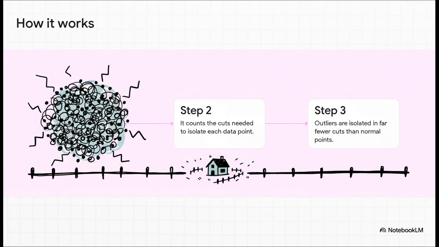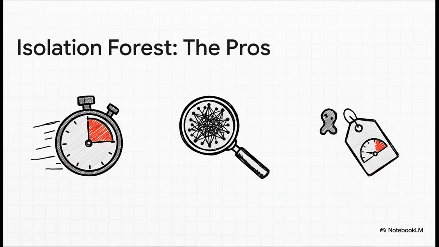It's way easier to build a fence around a lone house sitting by itself in a field than it is to build a fence around a house in the middle of a dense city, right? Well, outliers are that lone house. It takes very few cuts or splits in the data to get them all by themselves. And this method is just fantastic. It's fast, it works great even with huge, really complex data sets, and it gives every single data point a simple anomaly score, basically a number that tells us exactly how likely it is to be one of those pesky outliers.